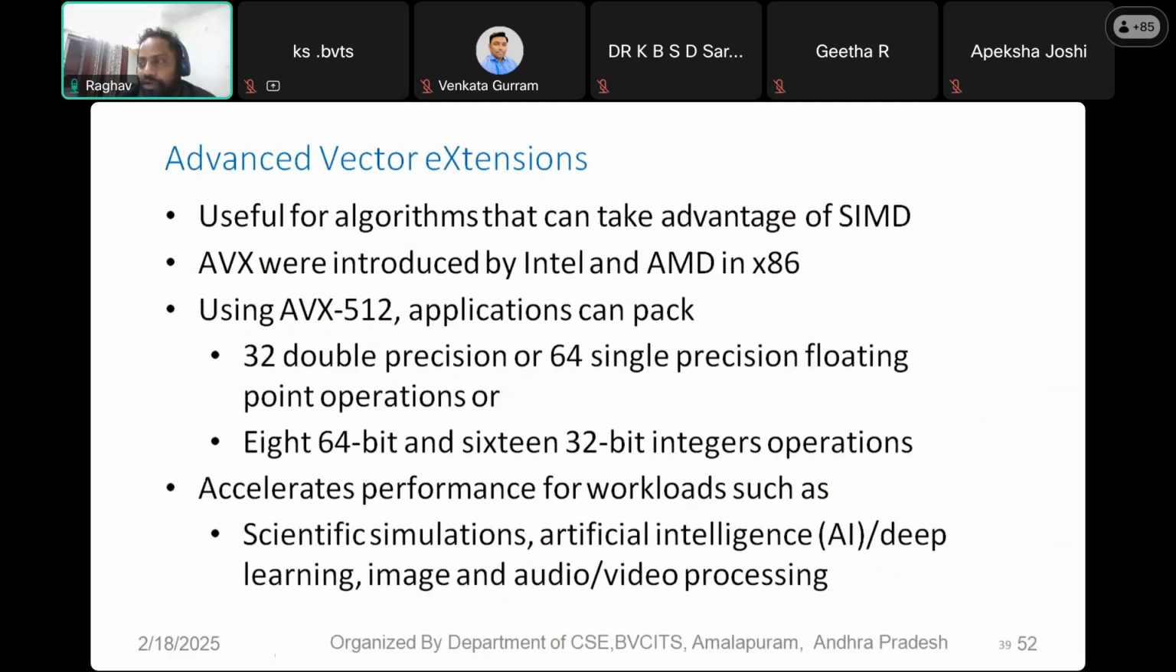Of course, all these things have a deep implication for the domains and sectors that we discussed earlier, such as scientific simulations, artificial intelligence, deep learning, audio and video processing, and so on and so forth.